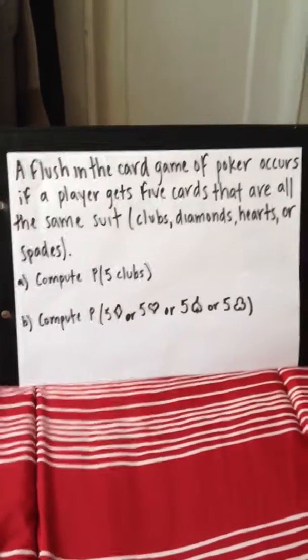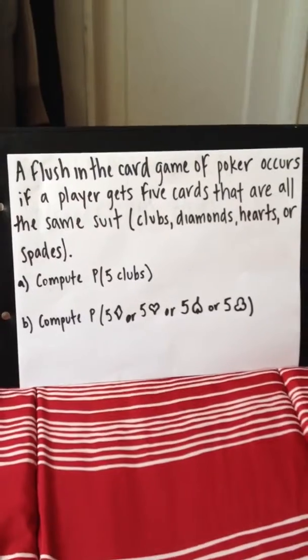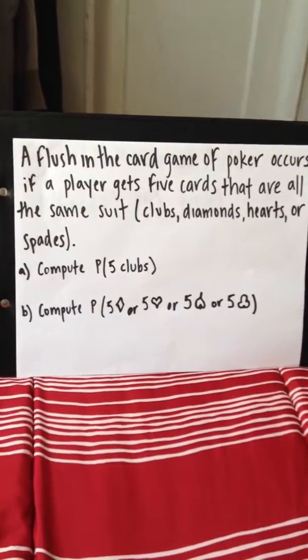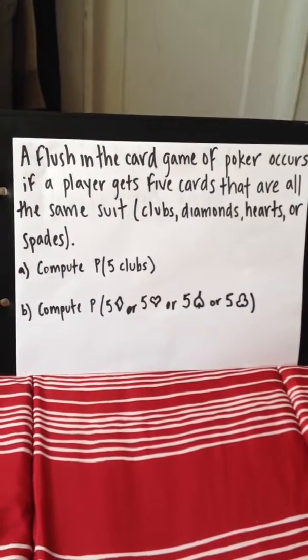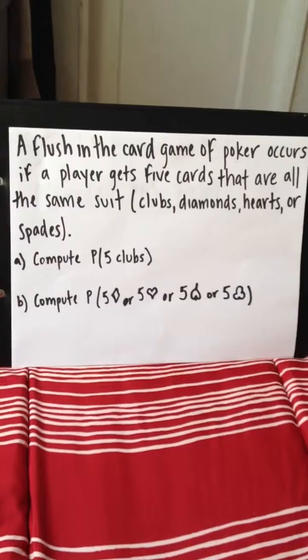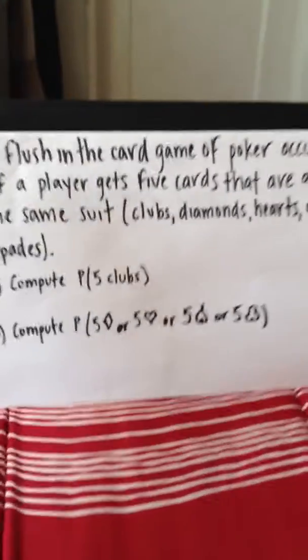A flush in a card game of poker occurs if a player gets 5 cards that are all the same suit: clubs, diamonds, hearts, or spades. Part A says compute the probability of getting 5 clubs. Part B says compute the probability of getting 5 diamonds, or 5 hearts, or 5 spades, or 5 clubs.